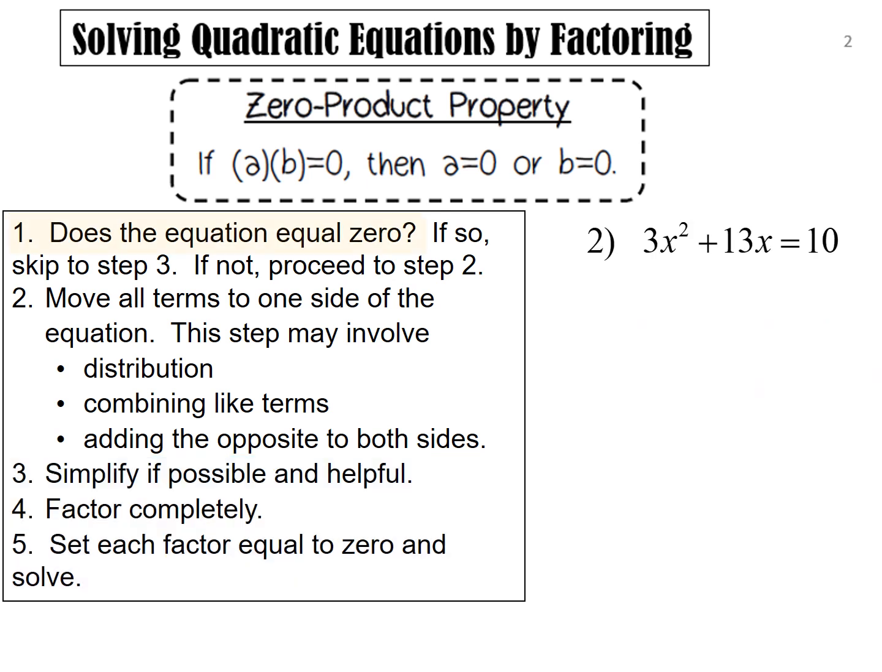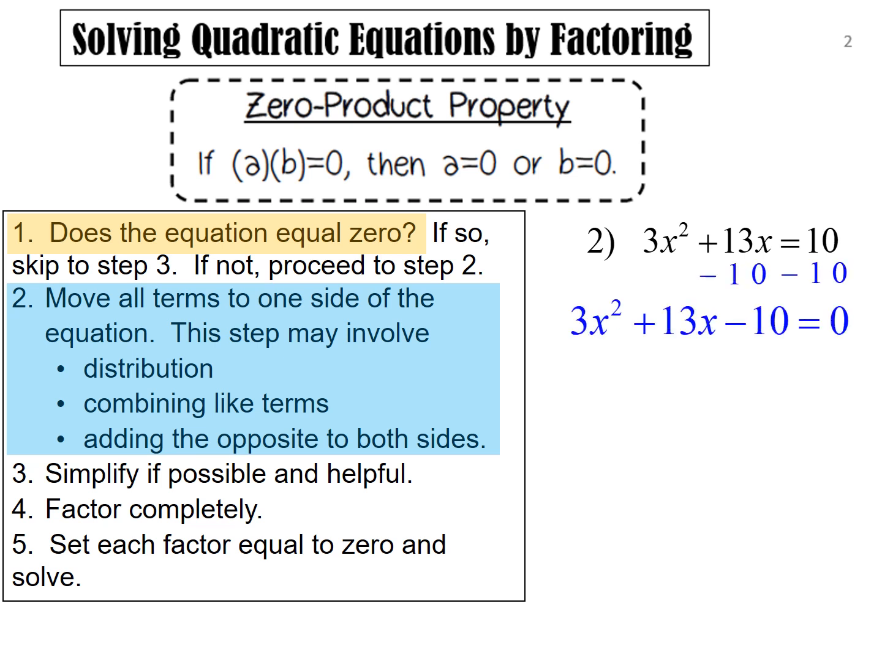Let's take a look at this next one. 3x squared plus 13x is equal to 10. Does the equation equal 0? No, it is equal to 10. We are going to move 10 to the other side. What we're going to do is use the inverse property, and we're going to get 10 on the other side. And now we have 3x squared plus 13x minus 10 is equal to 0. Let's go ahead and factor this, put it in factored form.